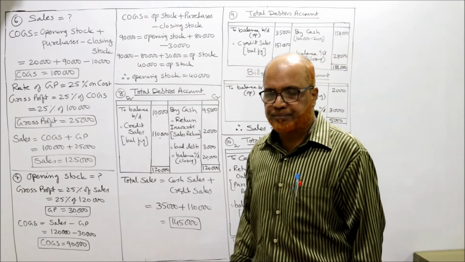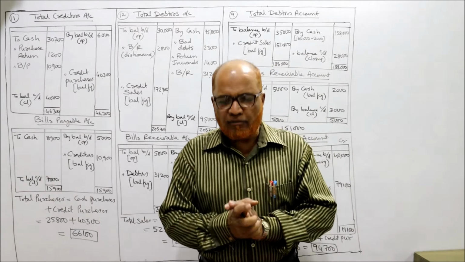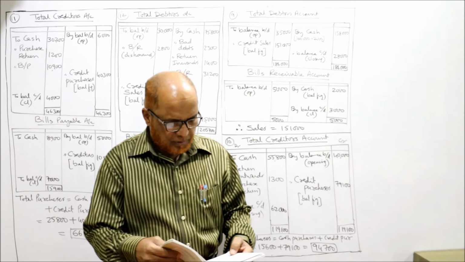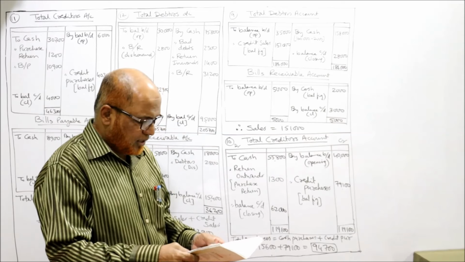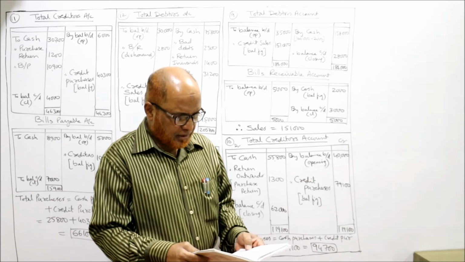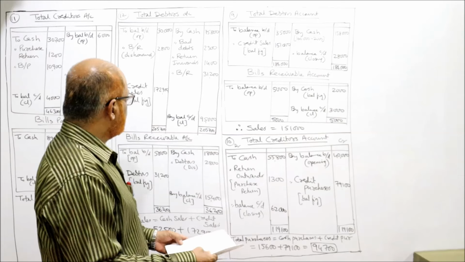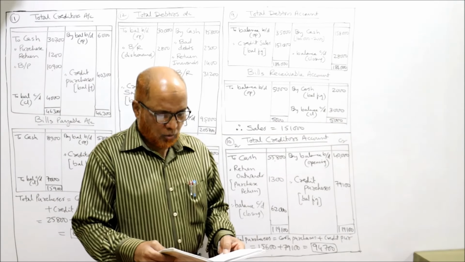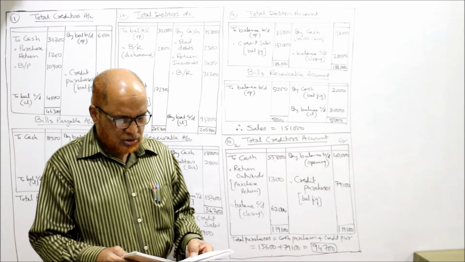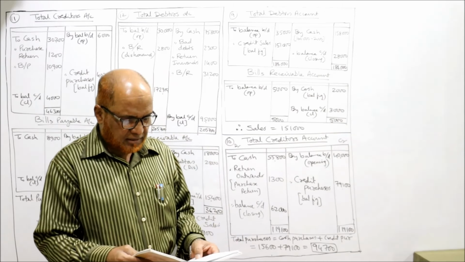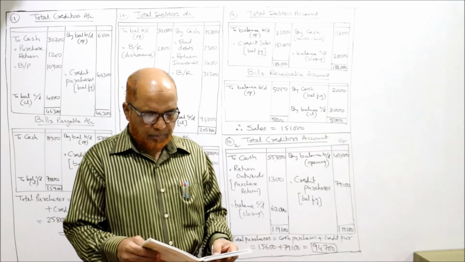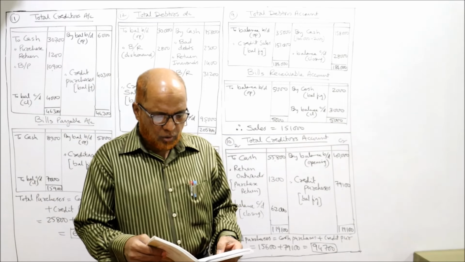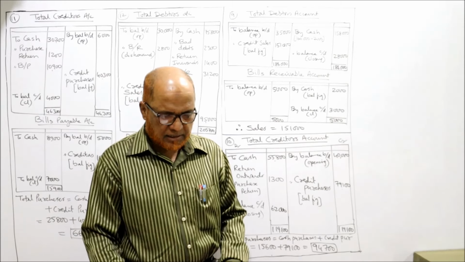Now ninth problem. Come on students, now we'll start the next problem, that is problem number 9. See, 8 problems we have completed so far. Ninth problem is calculate sales. Opening debtors are 35,000. Cash received from debtors including bills receivable 1,60,000. Then opening bills receivable, closing bills receivable, closing debtors.